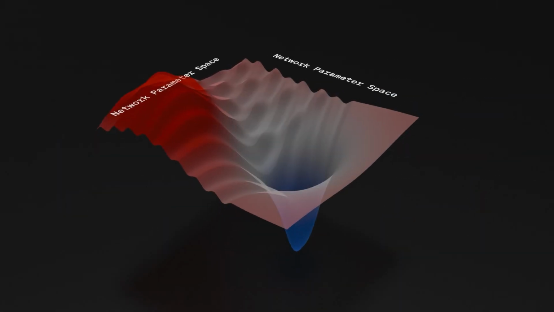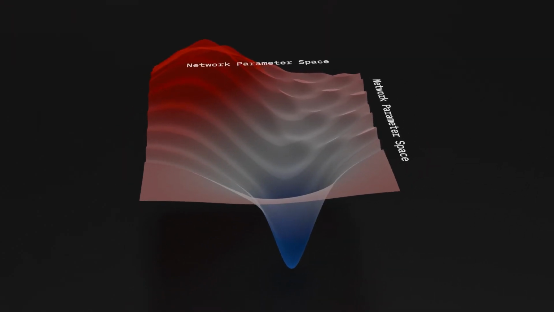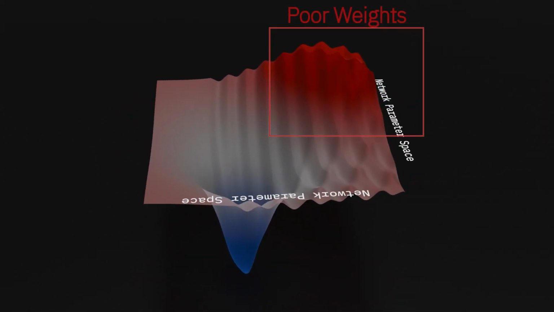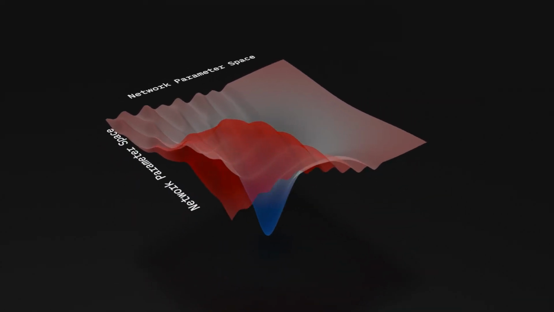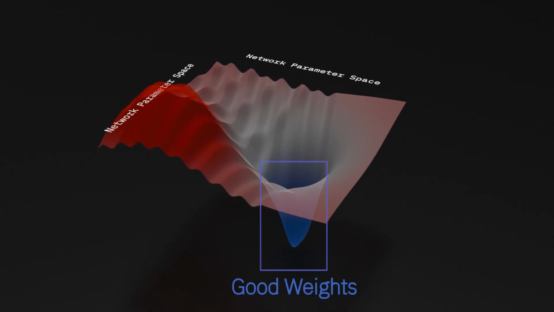The neural network loss function can be conceptualized as a mountainous surface or terrain. High points on this surface correspond to network weights that do a poor job of accurately predicting selectivity. Conversely, low points represent weights that do a good job of predicting selectivity.